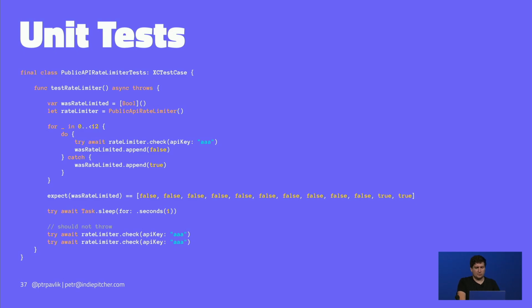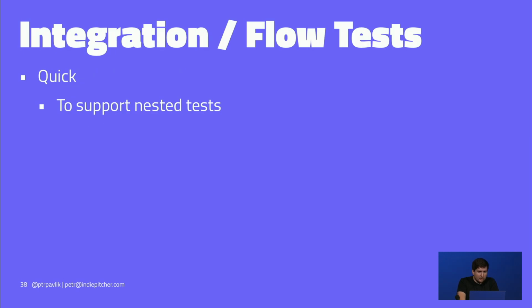And instead of the XCT equivalent kind of stuff, I use Nimble, which is that expect line. And for integration flow tests, which might be a bit more interesting, my biggest issue with XCTest and even the new framework, I haven't really seen Apple address this. If you know something, please do let me know.